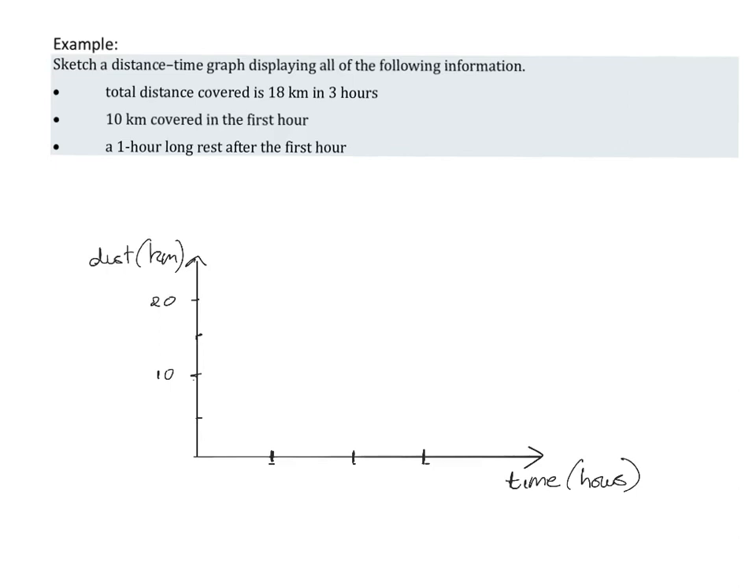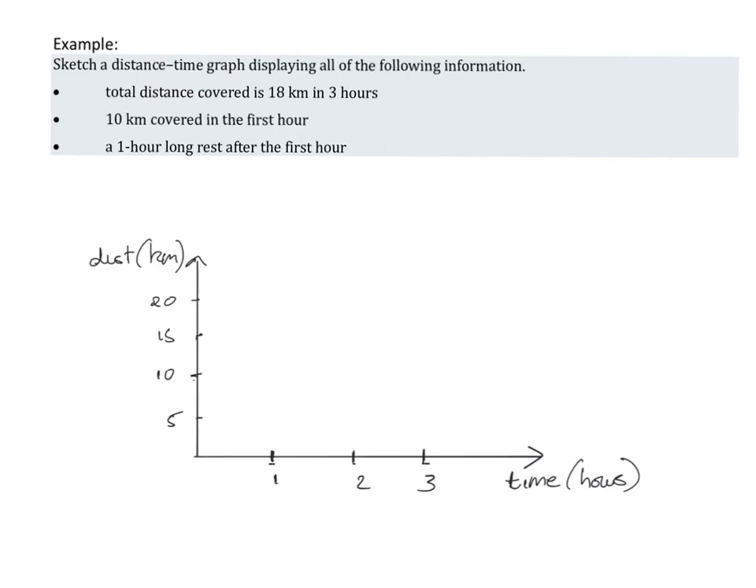Now I'm looking ahead at the information and I've made my scale on my vertical axis. I've gone up in 5s up to 20, and on my horizontal axis I can see that I only really need to go across to 3, so I've gone up in 1s. All right, I'm not interested in any other part of the graph.